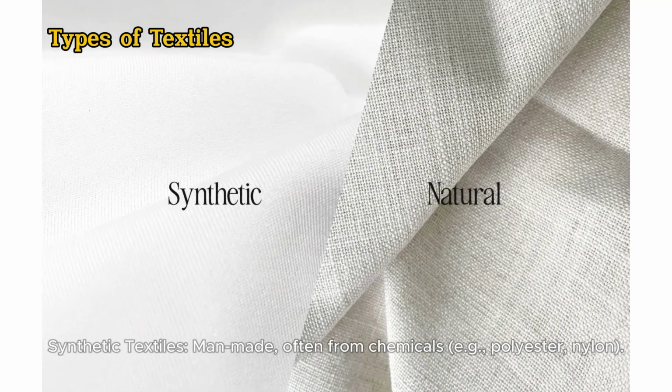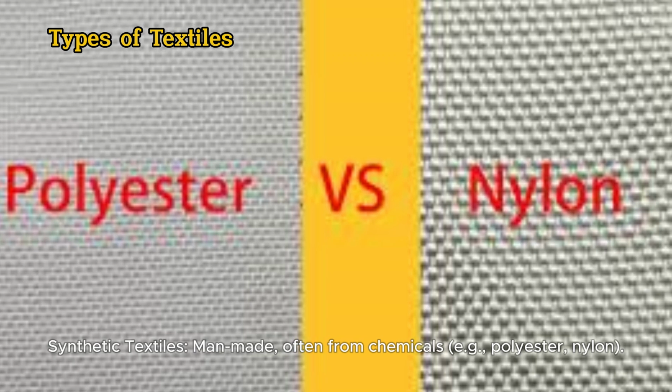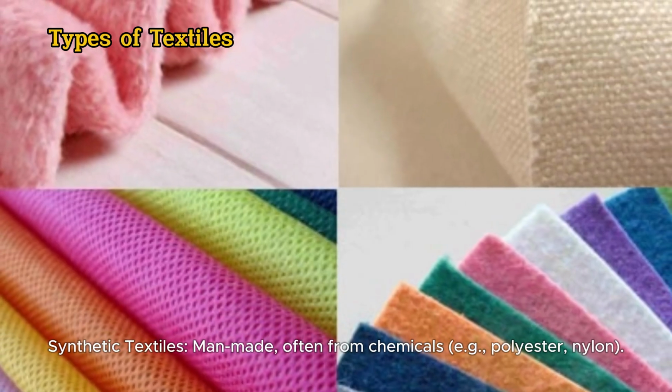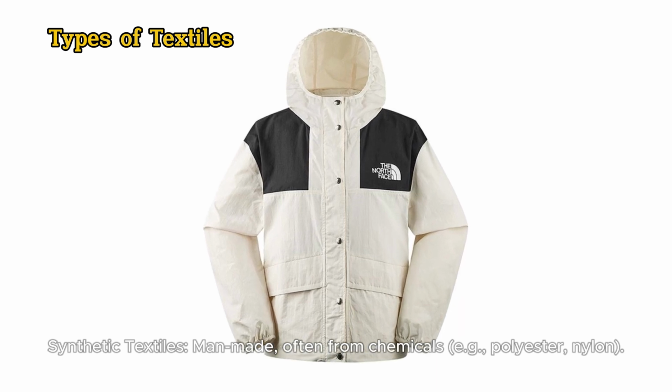Synthetic textiles. Synthetic fibers, like polyester and nylon, are man-made using chemicals. These fabrics are generally cheaper and more durable than natural ones, which is why they're popular in everyday clothing.